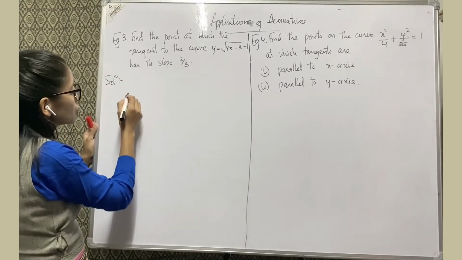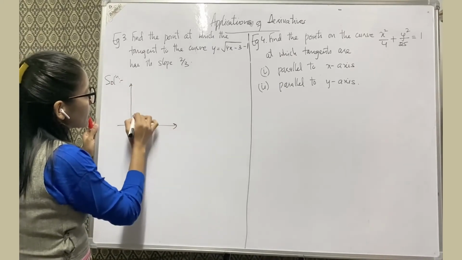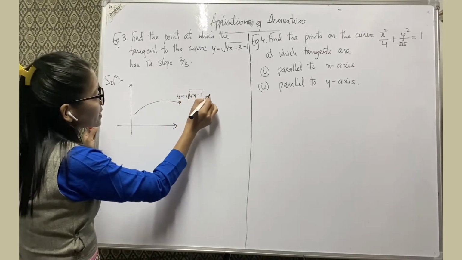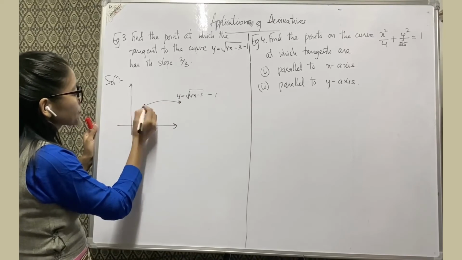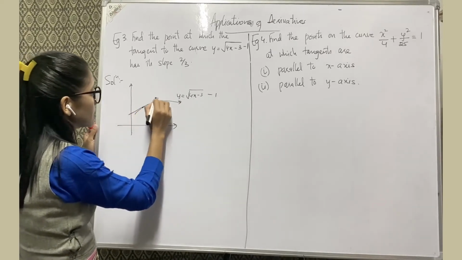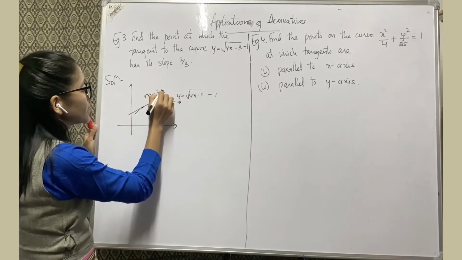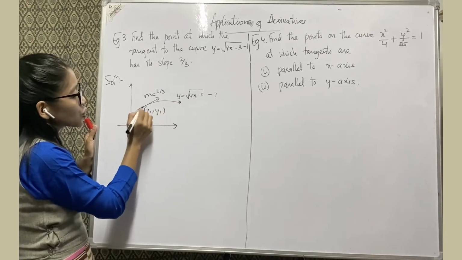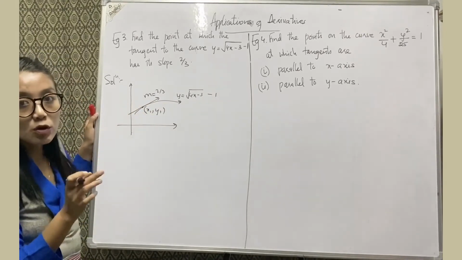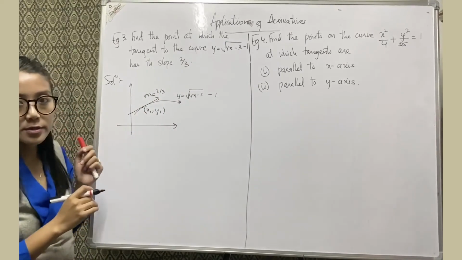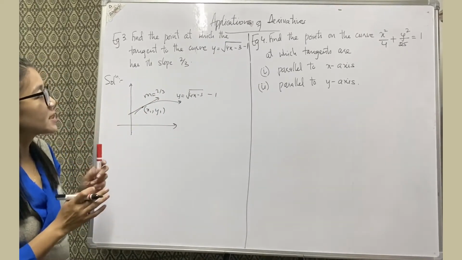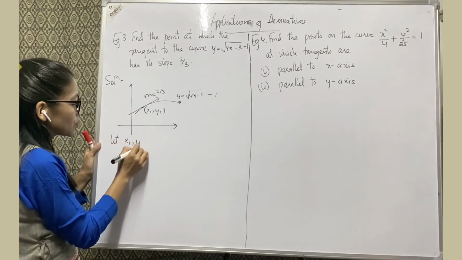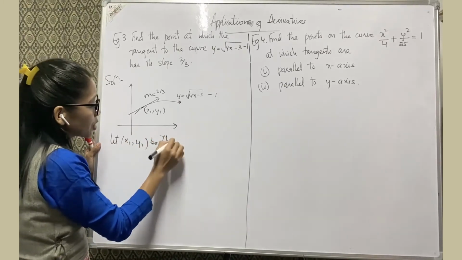If I just show you this using a rough diagram, let this be the curve y is equal to square root of 4x minus 3 minus 1, and let this be the tangent whose slope is 2 by 3. Now you have to find this particular point on the curve from which, when you draw the tangent, the slope of the tangent is 2 by 3. So this is the question. Is that clear? First of all you need to understand the question. Okay, now you can write: let (x1, y1) be the required coordinate.